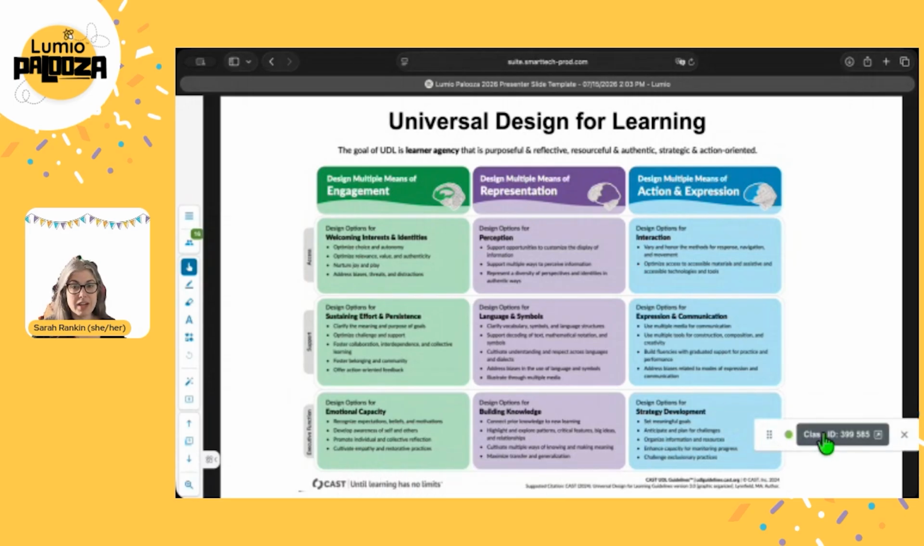These are their UDL guidelines. These are the most recent ones. I'll move this out of the way so people can see the full thing. They did just recently revise these a little bit. So this is called the UDL guidelines 3.0.